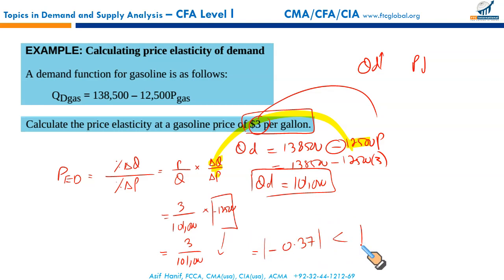We interpret this that at this price, the price elasticity of demand is 0.37. If there is a 1% change in price, it will cause the quantity demanded to fall, but just by 0.37%. A 1% increase in price has caused a little decrease in quantity demanded. Thereby, it shows that the demand at the level of $3 is relatively inelastic.